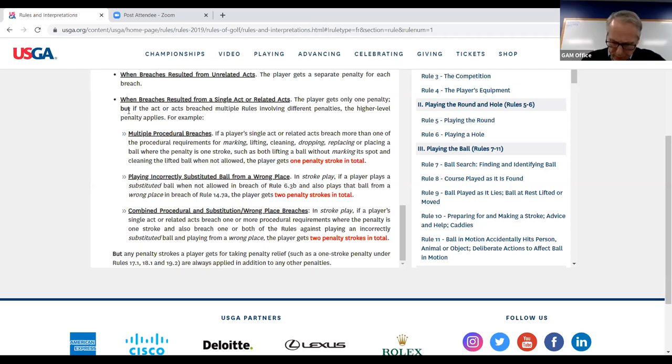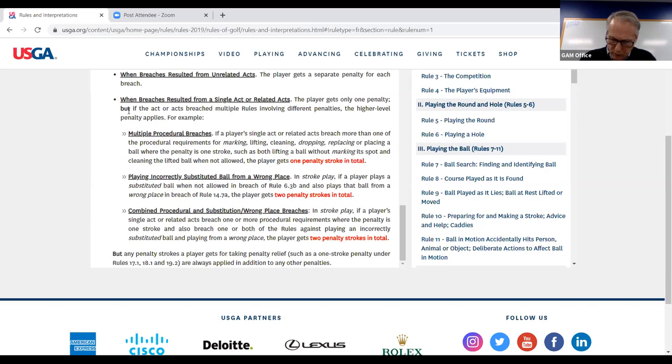Yeah, that would probably be under 13C4/3. It's probably an unrelated act. So unrelated acts in the context of this rule are acts of a player that are of a different type. And it gives examples of unrelated acts, and in those cases it talks about where you'd get multiple penalties. There's a first section that talks about unrelated acts where multiple penalties apply.